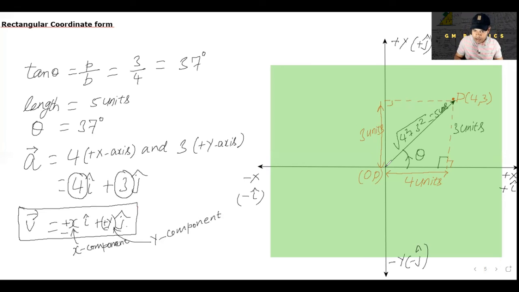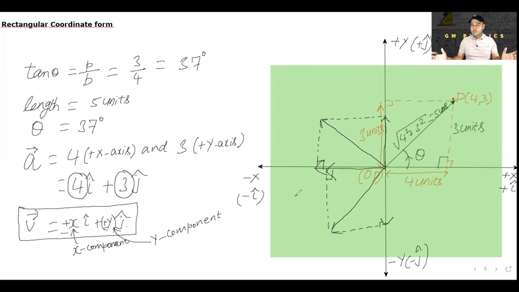For example, if a vector is in the second quadrant, if we project it along the x-axis, we will get a negative x component. And if we project it along the y-axis, we'll get a positive y component. Similarly, in the third quadrant, if we draw a vector and project it along the x-axis, we'll get a negative x component. And if we project it along the y-axis, we'll get a negative y component, right?